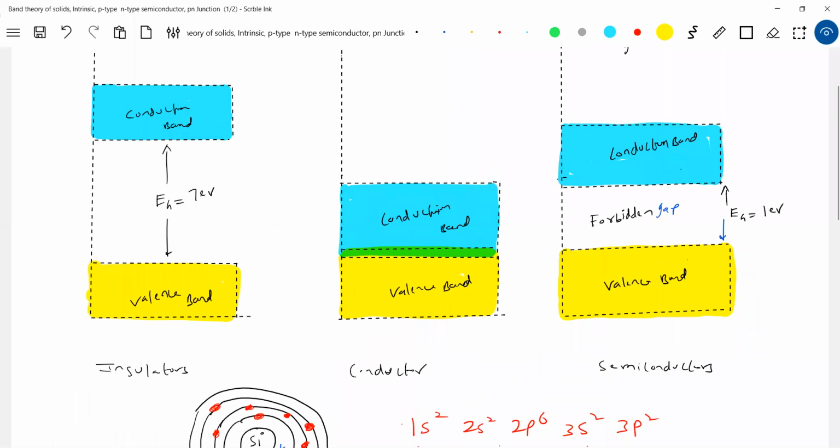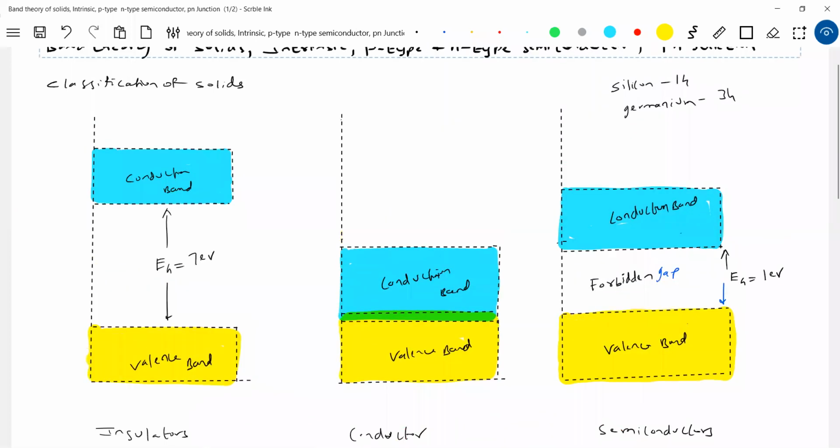This is how we classify the solids, based on the band structure. I'm more interested in this part; we have already studied it in current electricity, so this is of no use here. We are going to study semiconductors here. What are the semiconductors? We have germanium and silicon. These are the primary ones, so we'll look at the structure here.